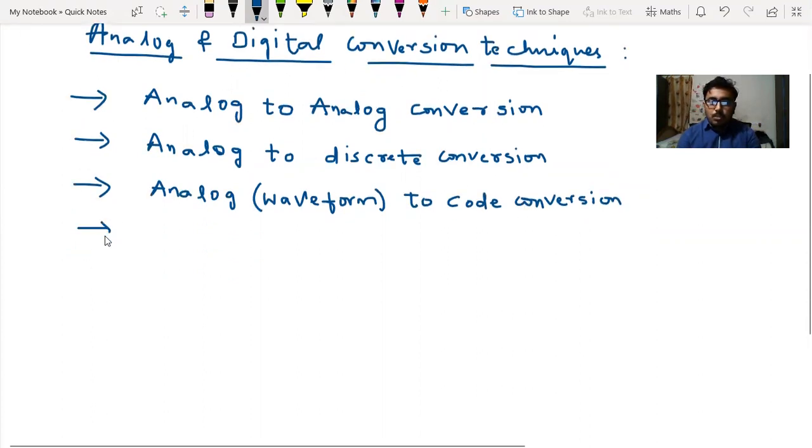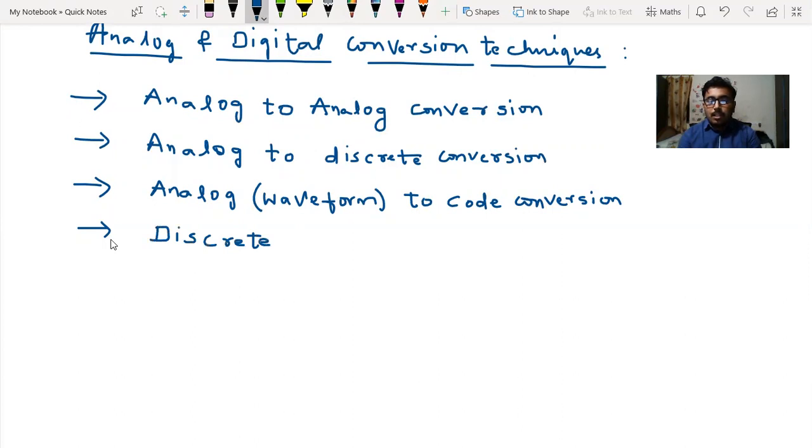And next, there is a possibility that we can take the input in the form of a discrete. Okay, so now our input is in the form of a discrete. Let me specify it directly in terms of digital, that is binary data. Now this digital I want to convert to analog. So that is another process we can take, that is digital to analog conversion.